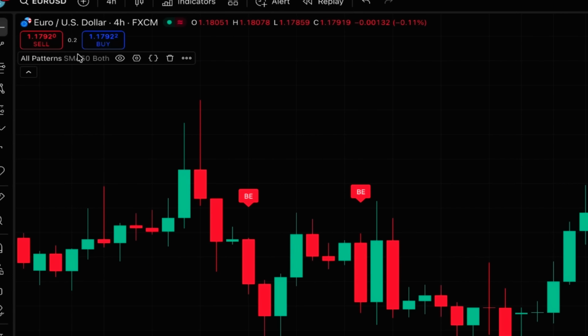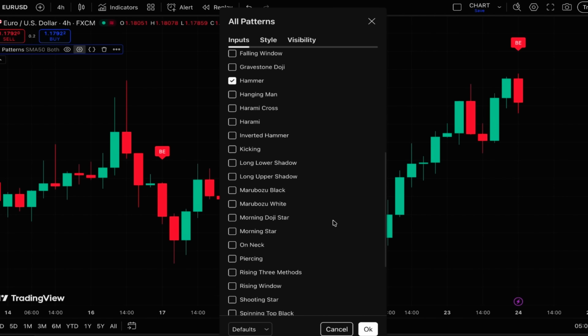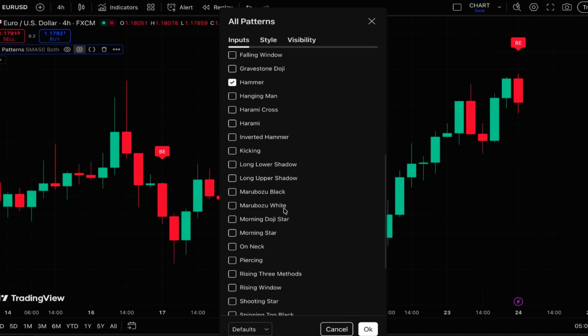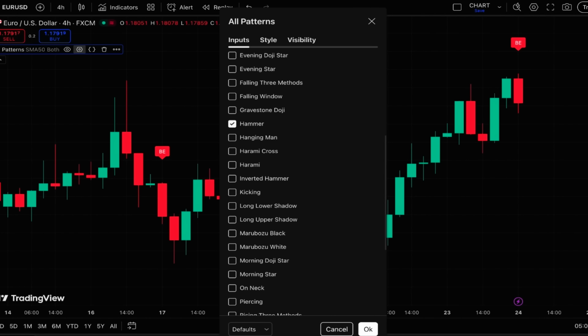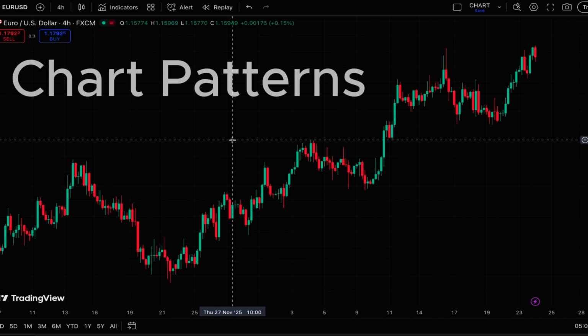Here in the settings of the indicator, here in the inputs tab, you can see that we have a large list of different types of candlestick patterns, which depending on your need, you can add or remove them from your price chart. Alright, now let me introduce indicators for identifying chart patterns.